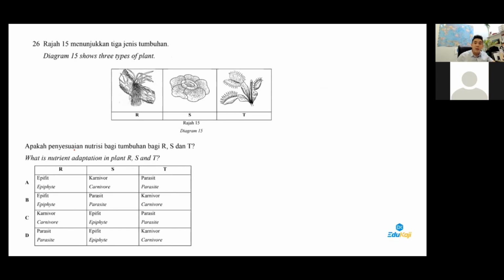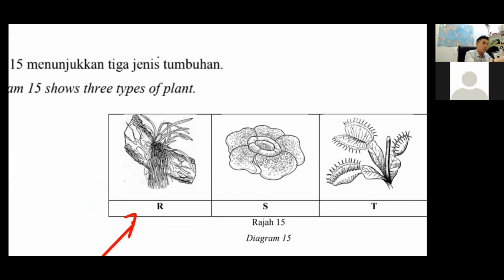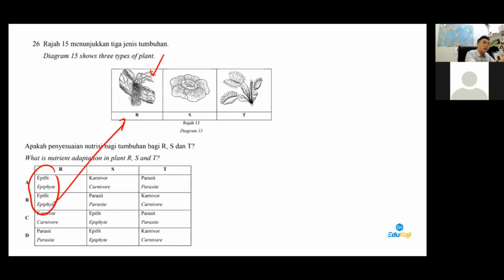Okay, 26, the three types of plants. First one is epiphyte. They live on trees but don't obtain nutrients. They are there to obtain sunlight and support. Guys, we all know Rafflesia is a parasite, and this is a carnivore because they feed on insects.